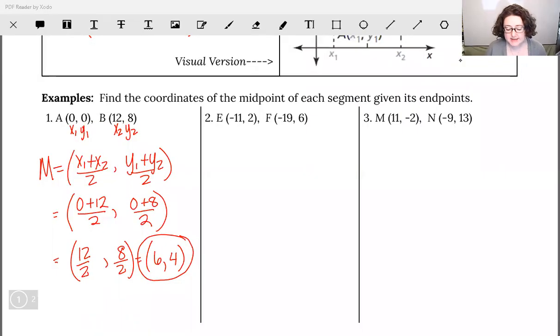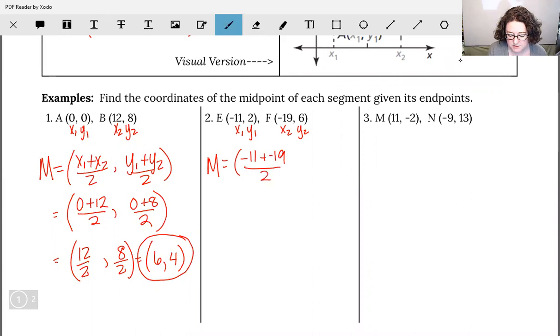Alrighty, let's look at our second example. So we're looking for the midpoint between E and F. So an x1, y1, x2, y2, good reminder. And then we just start plugging in. So our midpoint, again, add your x's. So that's negative 11 plus negative 19 over 2. Add your y's. 2 plus 6 divided by 2.